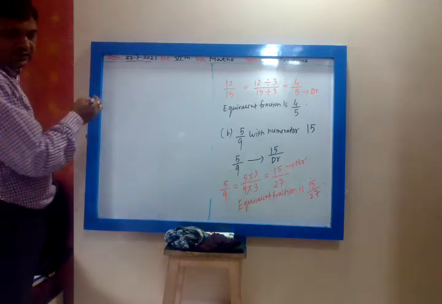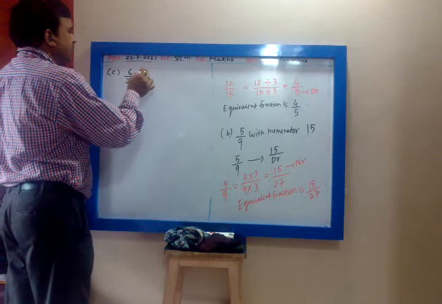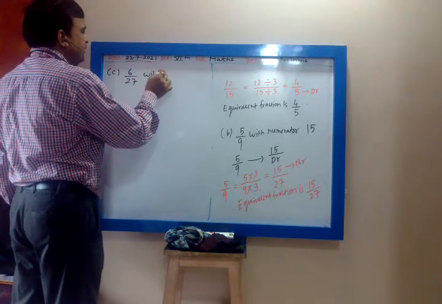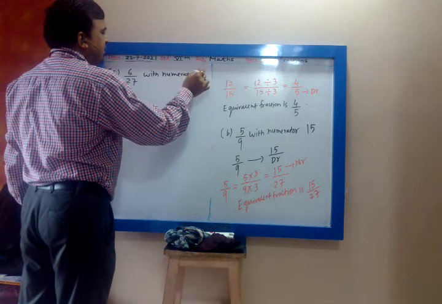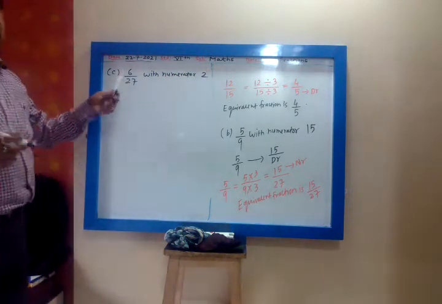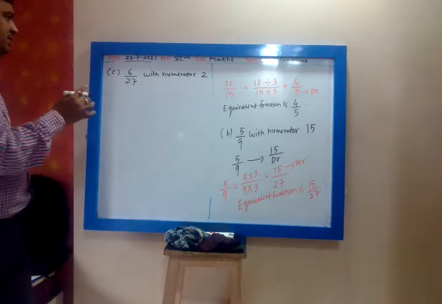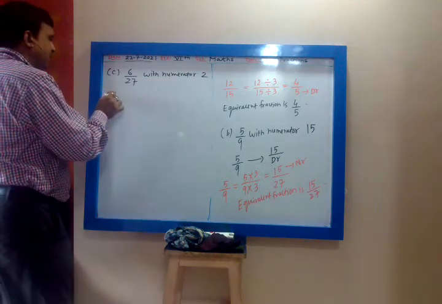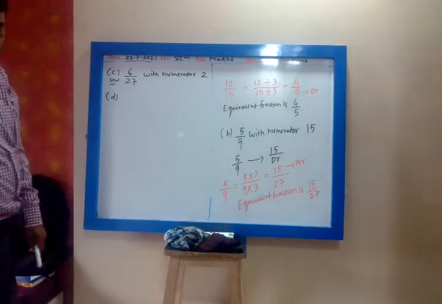Now C is 6 upon 27, with numerator 2. What is my numerator? Numerator is the upper part. So when 6 will become 2, divide by 3. So C will be homework. Okay, let me see D part.